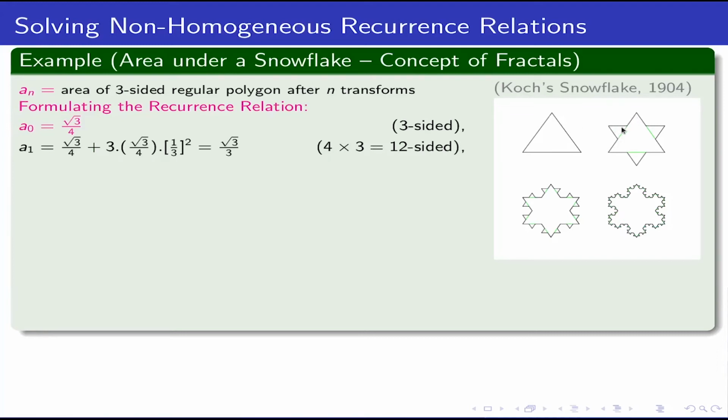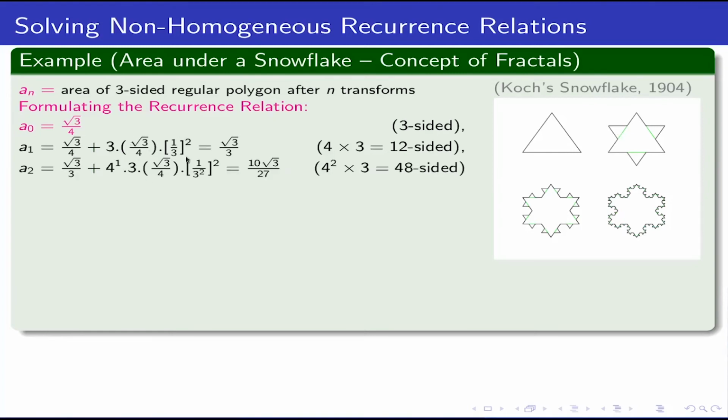Since I started off with a triangle, one edge will be merged here. So additional 3 minus 1, 2 edges will be added for each side. So 4 into 3, 12 sided. Now the area has increased. Root 3 by 4 was my earlier area, and it has increased by 3 times root 3 by 4 into 1/3 square, because now the size of each of the sides is 1/3. And if you try to compute that, since each of the sides contributed 1/3, if you try to formulate the area, you will get this equation.